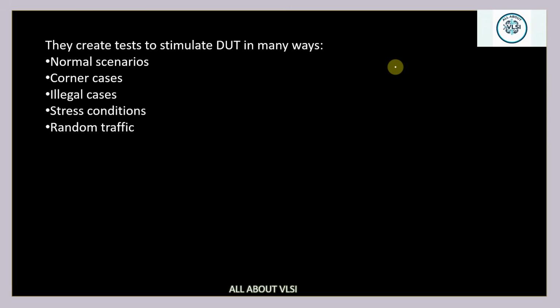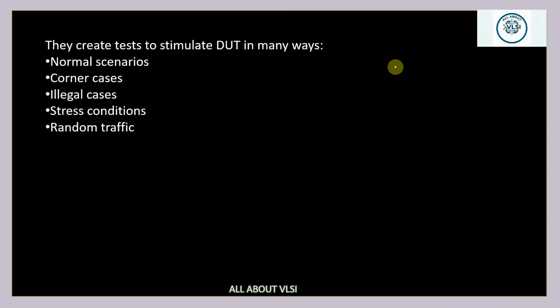Now, as a verification engineer, you are going to test your design rigorously. In the different test cases, you are going to have some normal scenarios and some corner cases. Corner cases are those where bugs will not be visible, or will be hidden. Those are corner cases, illegal cases, stress conditions, or random traffic randomly generated. These are the different test cases you can think of implementing on your design.